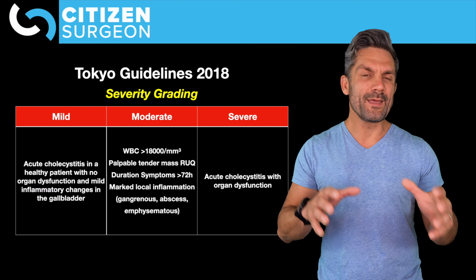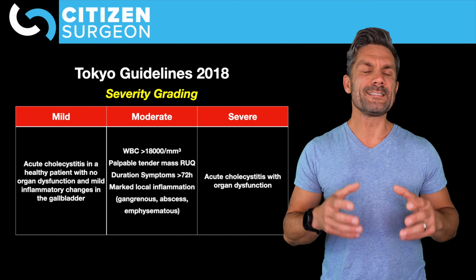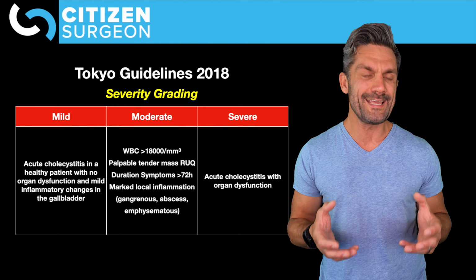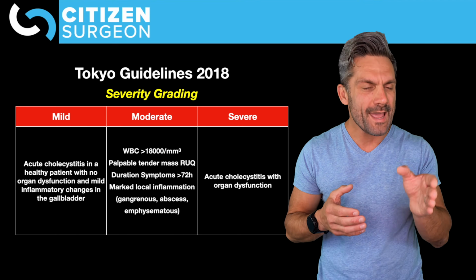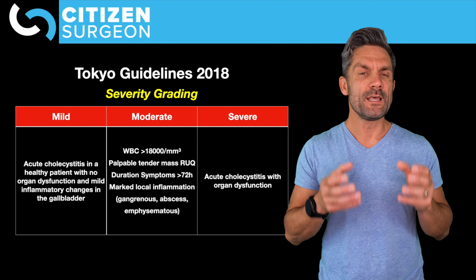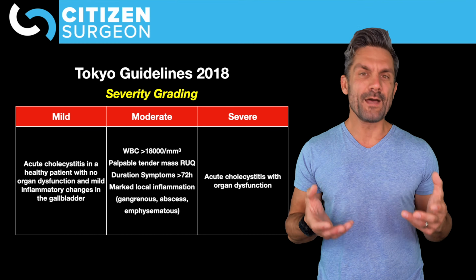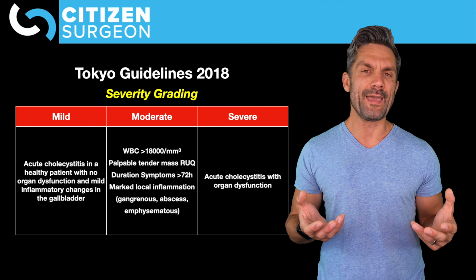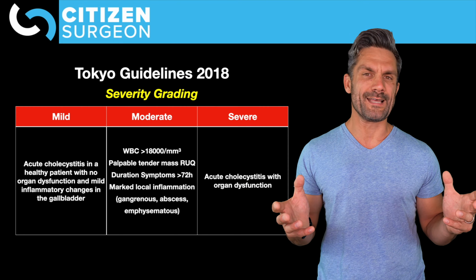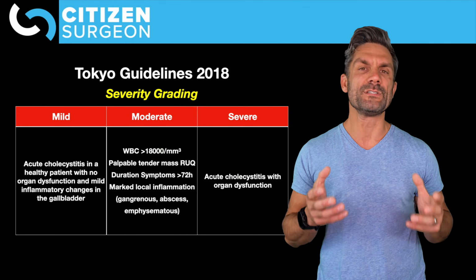And so I'm going to present this table, so check this table out. And so when you look at this, this is the Tokyo Guidelines 2018. This is updated from the 2013 guidelines. And this looks at mild, moderate, or severe cholecystitis. And this helps us with our antibiotic choice. So a mild patient would be a healthy patient, no organ system failure, who has acute cholecystitis. Okay, that would be probably 85–90% of the patients that we're going to see.